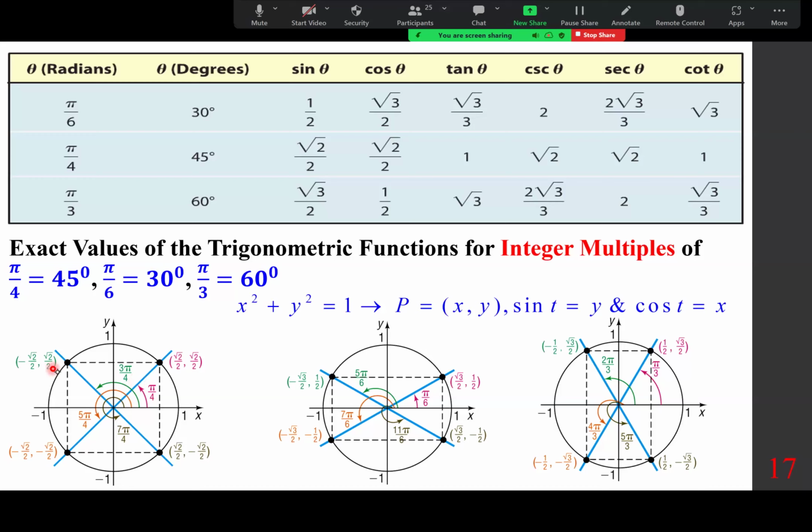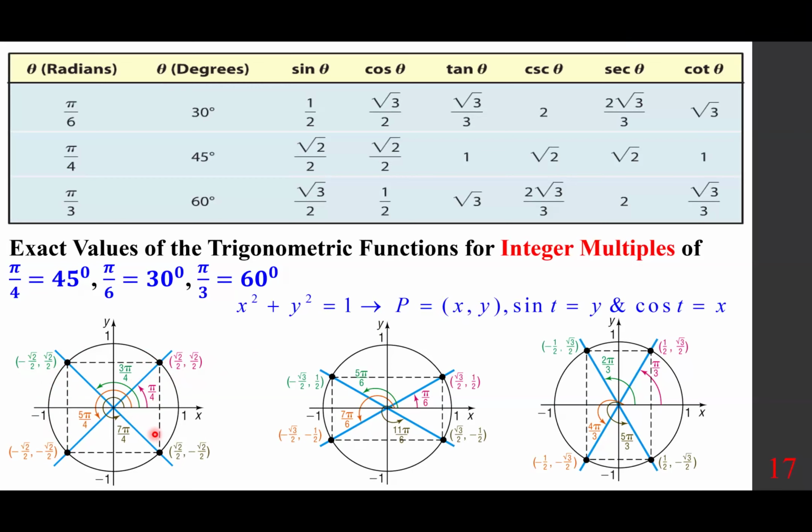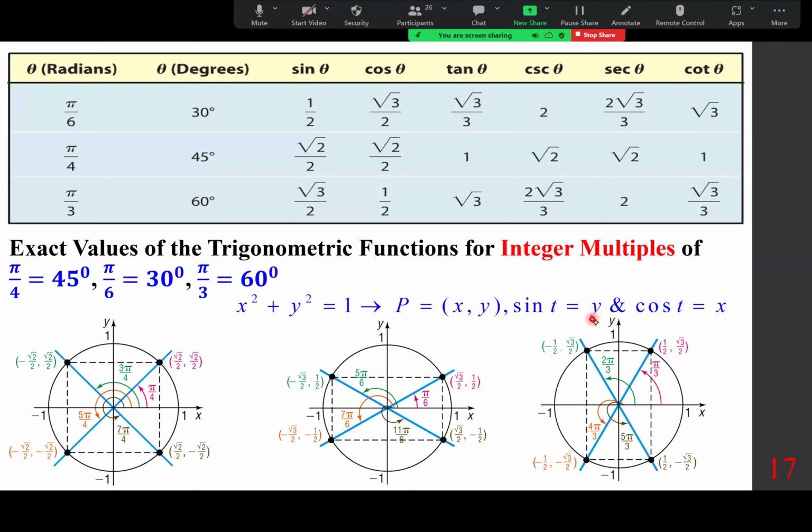And by the way, remember, cosine is x, so cosine is positive in the first quadrant. In the first quadrant, everything is positive. So because cosine corresponds to x, it's negative in the second and third quadrant. Sine corresponds to y, it's positive in the first and fourth quadrant. Remember that, because we're going to need that later on. So always think of x comma y. X comma y, it will help you figure it out.